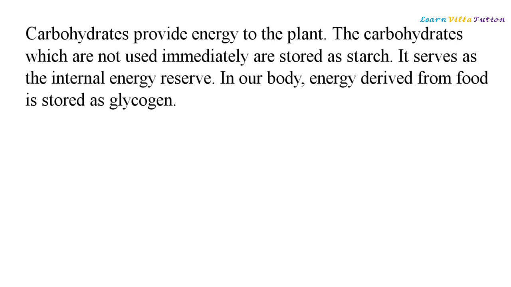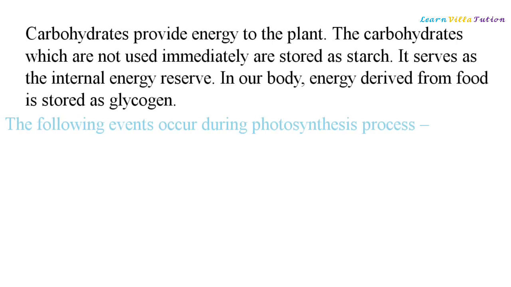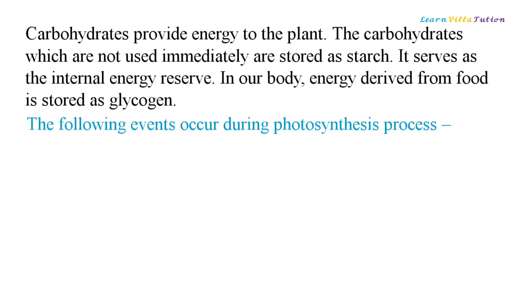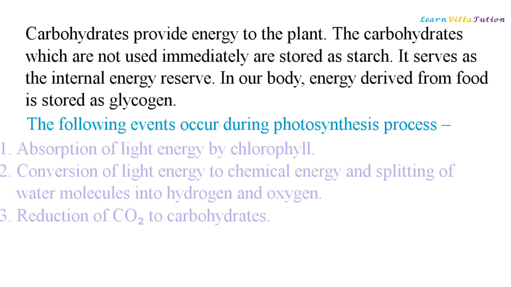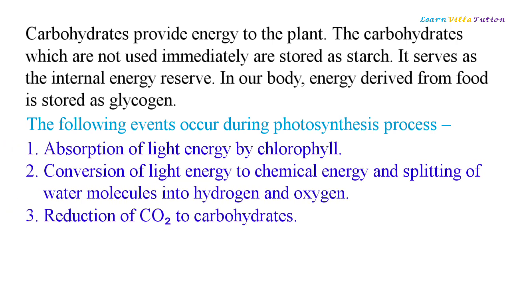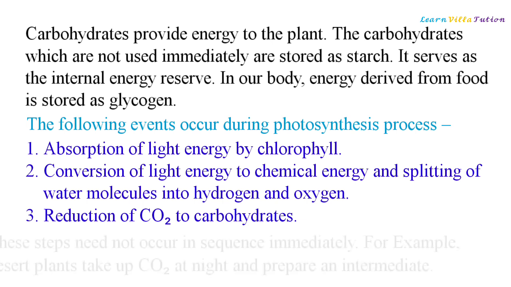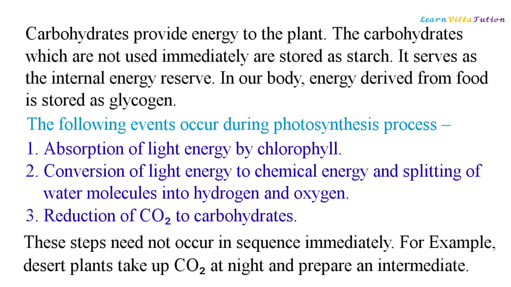In our body, energy derived from food is stored as glycogen. The following events occur during the photosynthesis process. Absorption of light energy by chlorophyll. Conversion of light energy to chemical energy and splitting of water molecules into hydrogen and oxygen. Reduction of carbon dioxide to carbohydrates. These steps need not occur in sequence immediately.